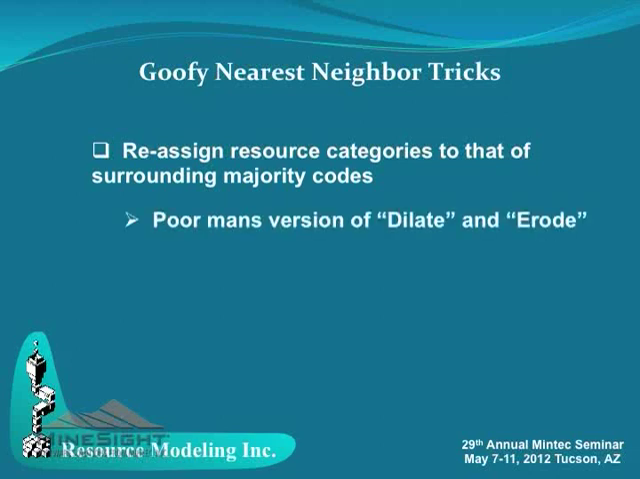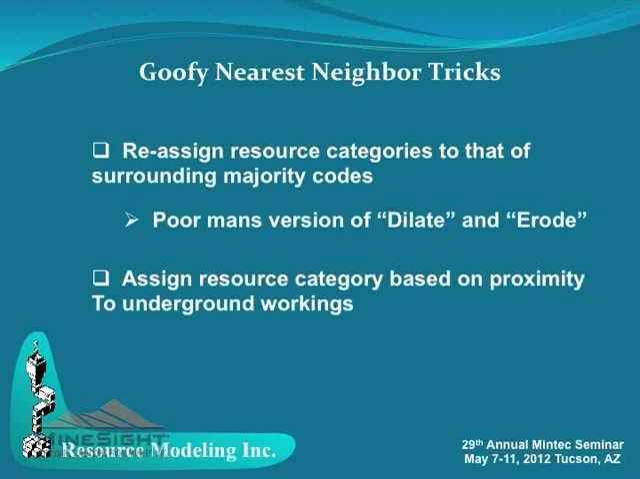So there's a product out there from about 10 or 15 years ago called dilate and erode, where in some cases you're going to take away, erode, and in other cases you're going to dilate or add to. And the last trick, or nearest neighbor thing, is using, say, underground workings to classify resources adjacent to them.